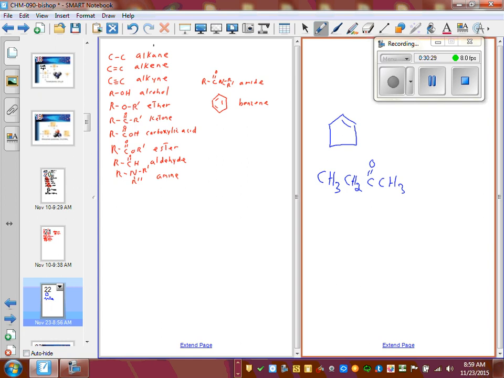This whole mess here is R. This is R prime. Which one is that? The acid, the carbon? No. Ketone.